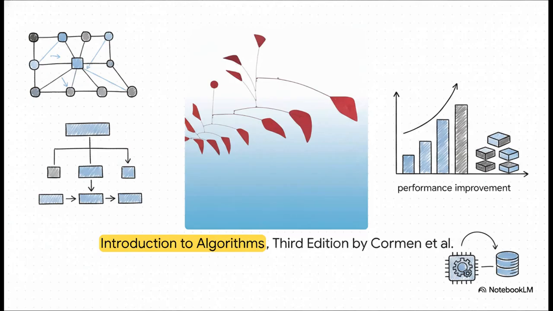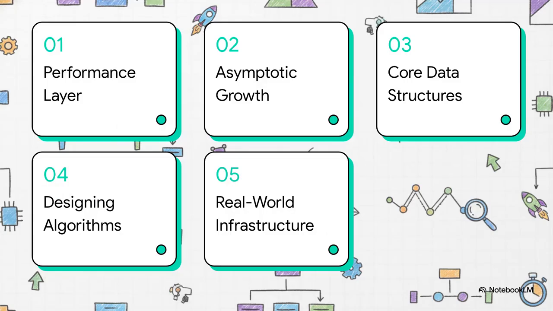We're using this to show you exactly why professional developers don't just see algorithms as academic theory. They treat them as a foundational technology, just like hardware and networking. Here's a quick look at our blueprint for today. We'll be moving from the hidden performance layer all the way up to real-world system architecture.